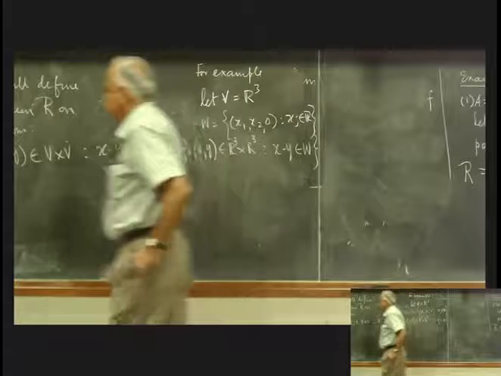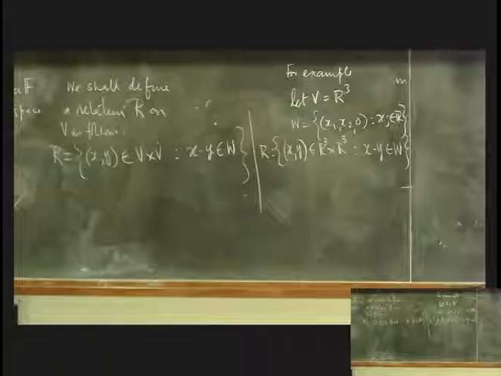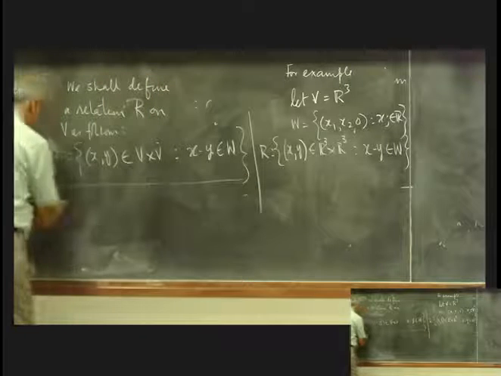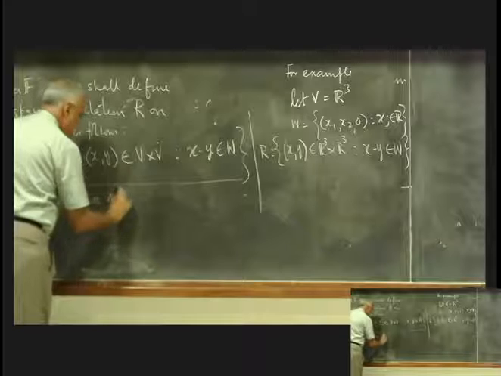And this slicing is very important. It gives rise to certain different structures of the vector spaces, which we will see shortly. But then R is a relation on V.